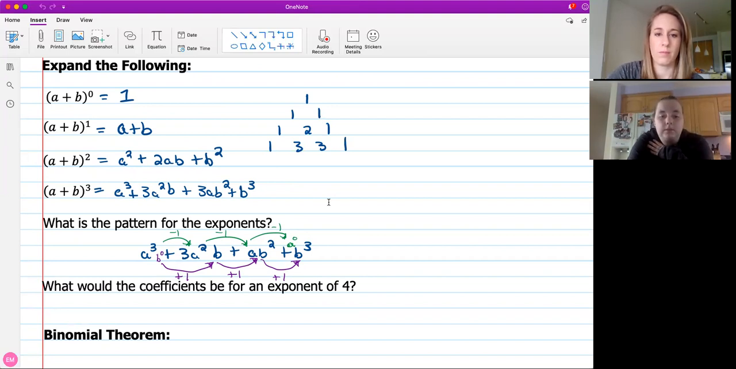If we were to look at what the coefficients would be for an exponent of 4, we would have 1, we would have a 4, and then we would have a 1 here, because if we follow our pattern, we would have a 1 on either side. And then we would have a 4 here and a 6 here. This is called Pascal's triangle, and the pattern here is that 1s are always on the outside. And then this row is your counting number, so you're just going to add 1 every time.